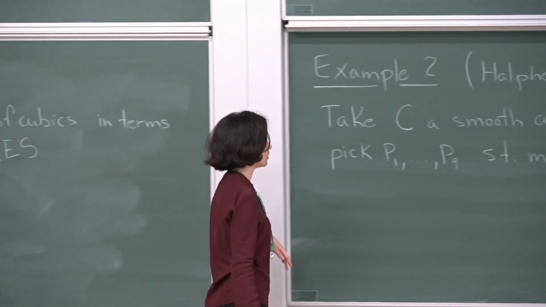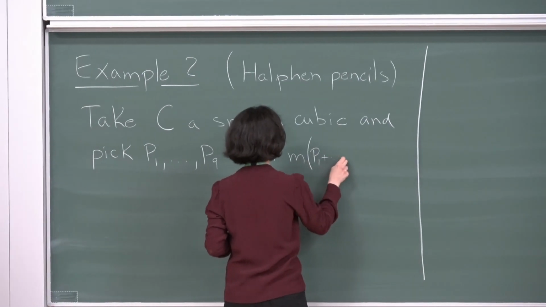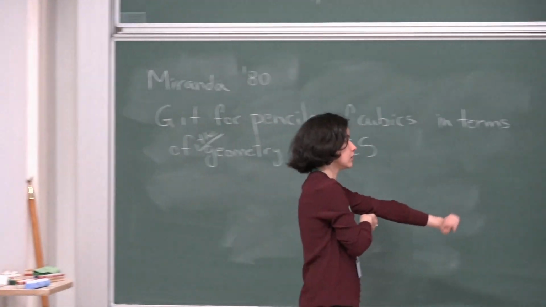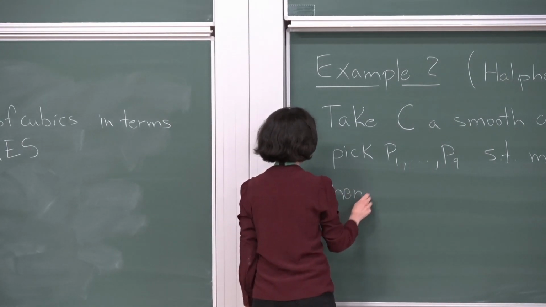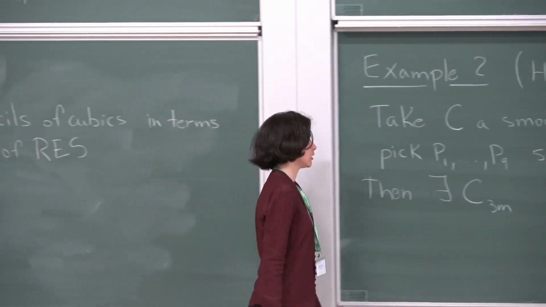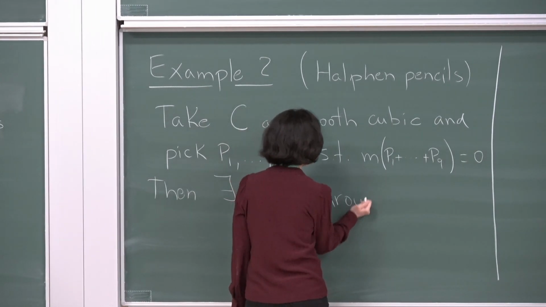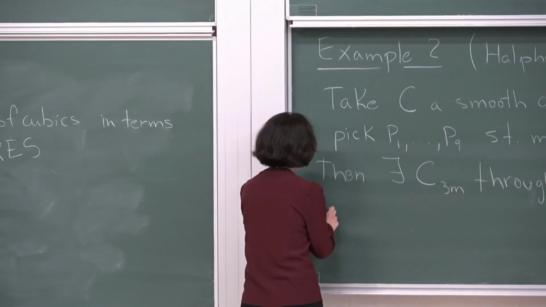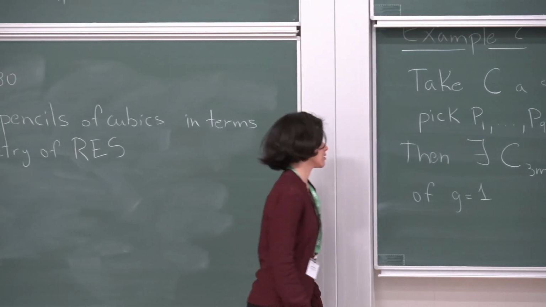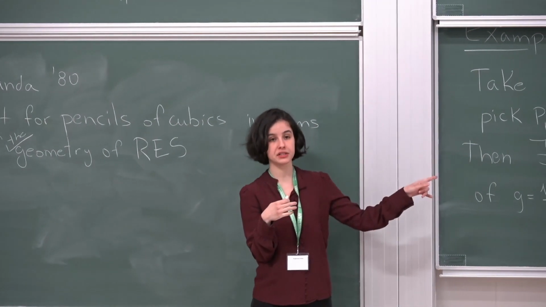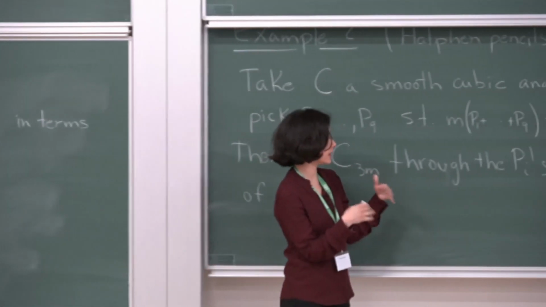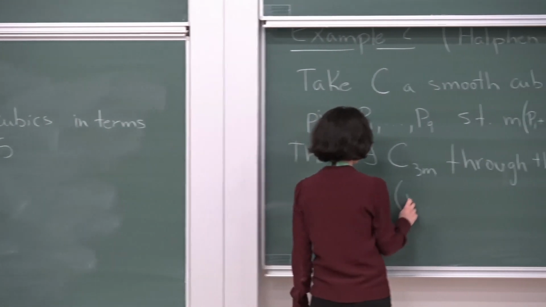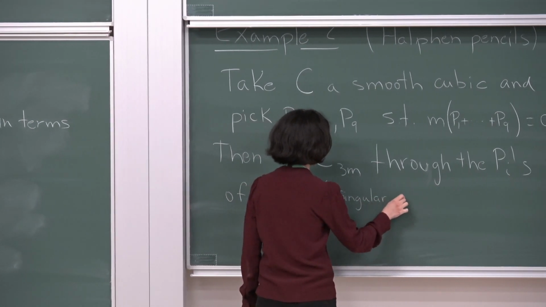such that their sum is an m-torsion point. So m times (P1 plus through P9) is 0, and this m is minimal. Then there exists a curve of degree 3m that passes through these 9 points, and it has geometric genus 1. So in particular, this curve will have singularities at the points. It's going to have an ordinary multiple point at each Pi of multiplicity m. That's why you get this genus 1. So it's singular at the Pi's.